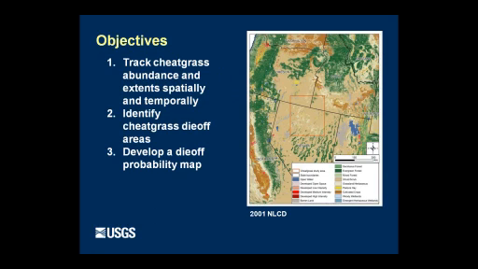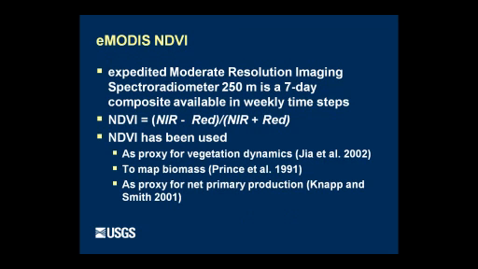This is a map of our study area. It is in the northern Nevada and southeastern Oregon, southwestern Idaho area. Our objectives over this past year have been to track cheatgrass abundance and extents spatially and temporally. We wanted to also identify cheatgrass die-off areas, and then we're going to develop a die-off probability map. Okay? The remote sensing product that we're using is eMODIS NDVI.